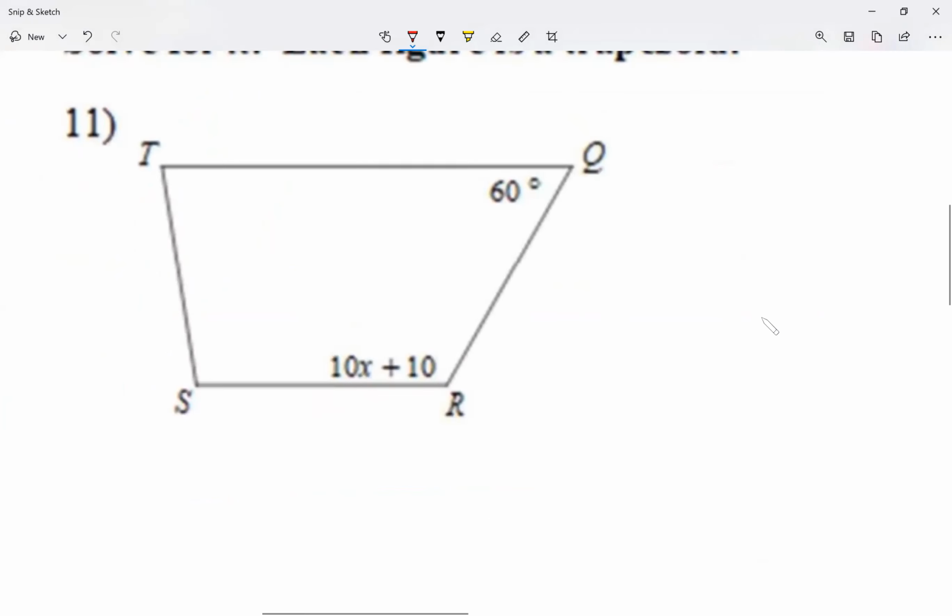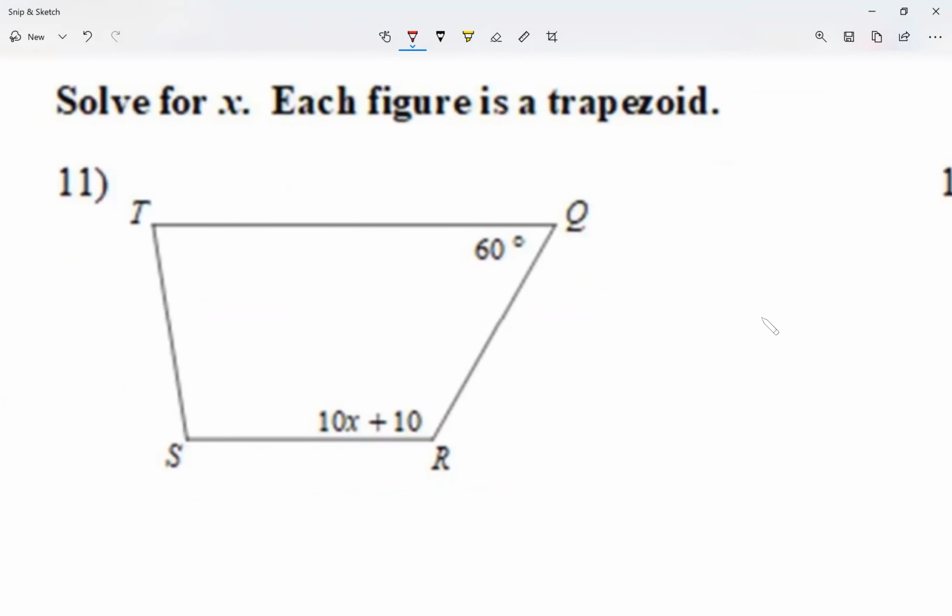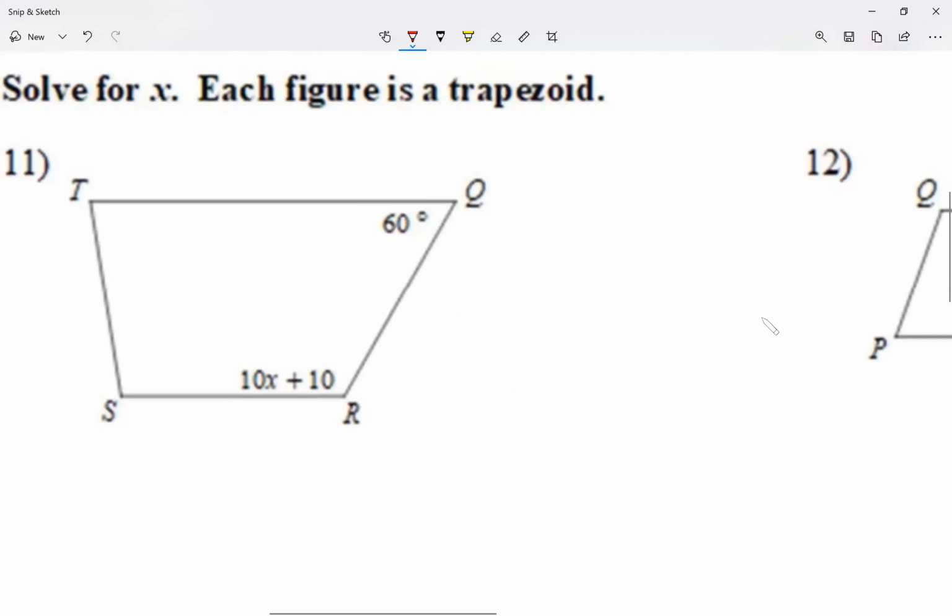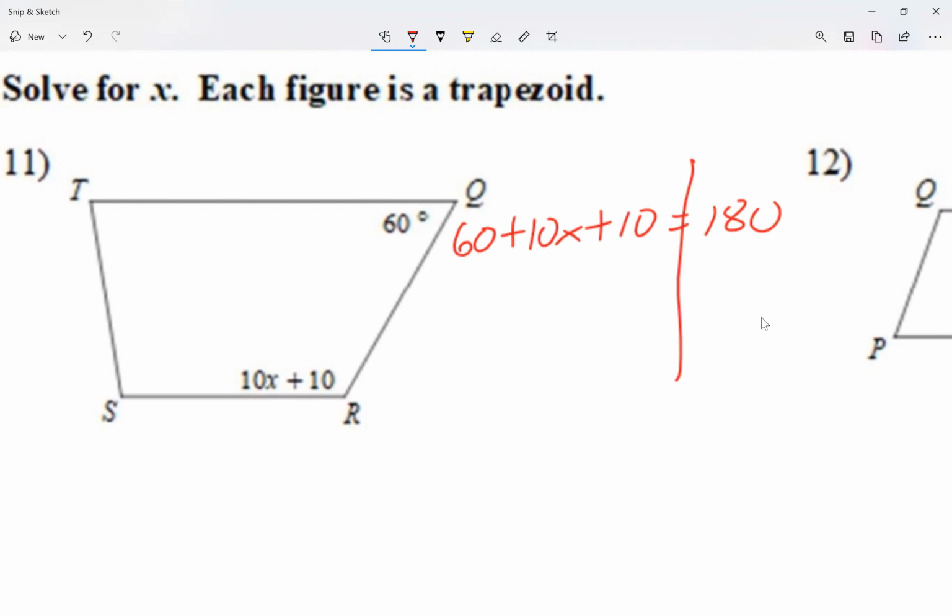Question number 11. Solve for x. What I'm going to do, let me add those 2 angles because I know if I add them up it equals 180. So let me just add everything. So I'm going to go 60 plus 10x plus 10 is equal to 180. My instructions here are solve for x. So let me separate the sides through the equal sign. Let me combine my like terms on the left side.